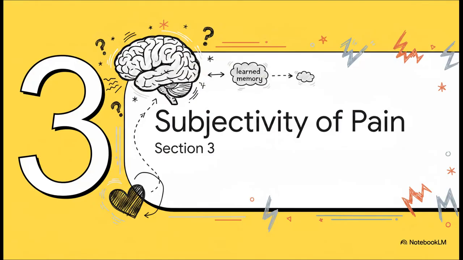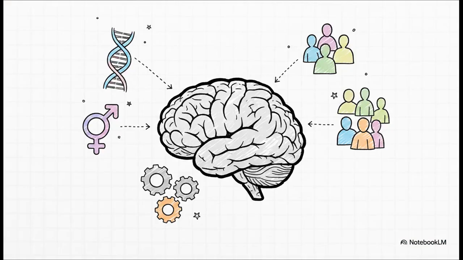Which brings us perfectly to Section 3, the subjectivity of pain. There are so many wild factors that modulate how we feel pain. It involves the orbital frontal cortex, epigenetic factors in your sociocultural background. Genetics play a huge role too. For instance, a mutation in the NaV1.7 sodium channels can literally make someone completely unable to feel pain, which is incredibly dangerous. Professor Luongo also highlights gender differences.